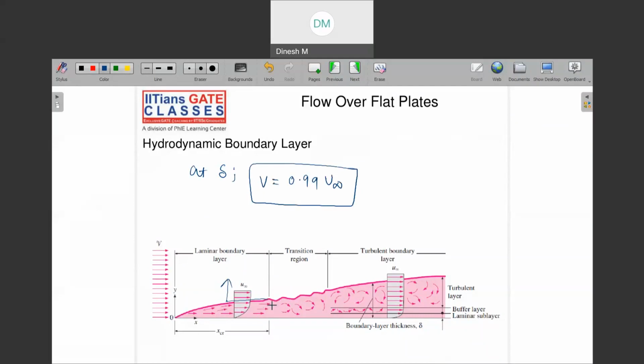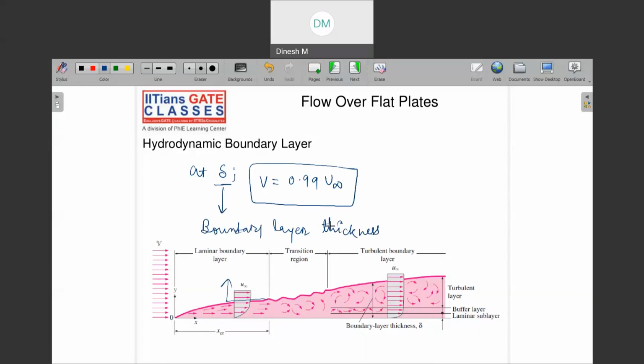So the boundary layer effect is felt till some distance in the vertical direction, and let us say if I am writing delta, so this is what? Boundary layer thickness. Boundary layer thickness, okay? So now I understand what is boundary layer thickness also, okay?